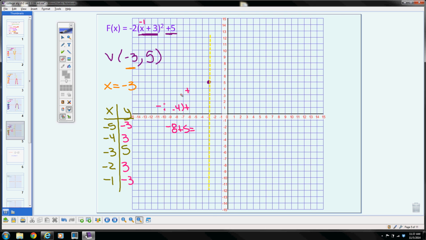Now let's put these points on the graph and see what our parabola looks like. We know from a previous chapter it should be going down and be skinny because there's a negative 2 in the front. We also know that it should translate left 3 and up 5. That we've already got covered. So when x is negative 2, y is 3. When x is negative 1, y is negative 3. When x is negative 4, y is positive 3. And when x is negative 5, y is negative 3. And this is what your parabola should look like.